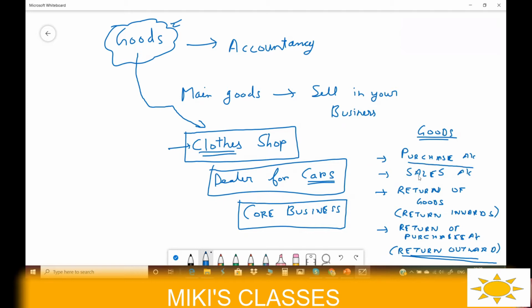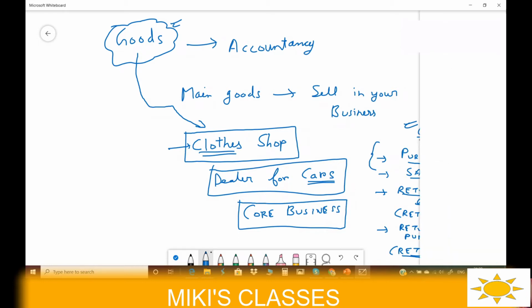Purchases account if you're buying goods, sales account if you're selling goods, return of goods if what you've sold has got returned, and return of purchases if whatever you've purchased, you've returned it back to your supplier. Okay, so goods. I hope that makes it clear. Now, these accounts, the purchases account or the sales account, will be used in the rest of the examples. That is why I thought it is important for you to understand the distinction.